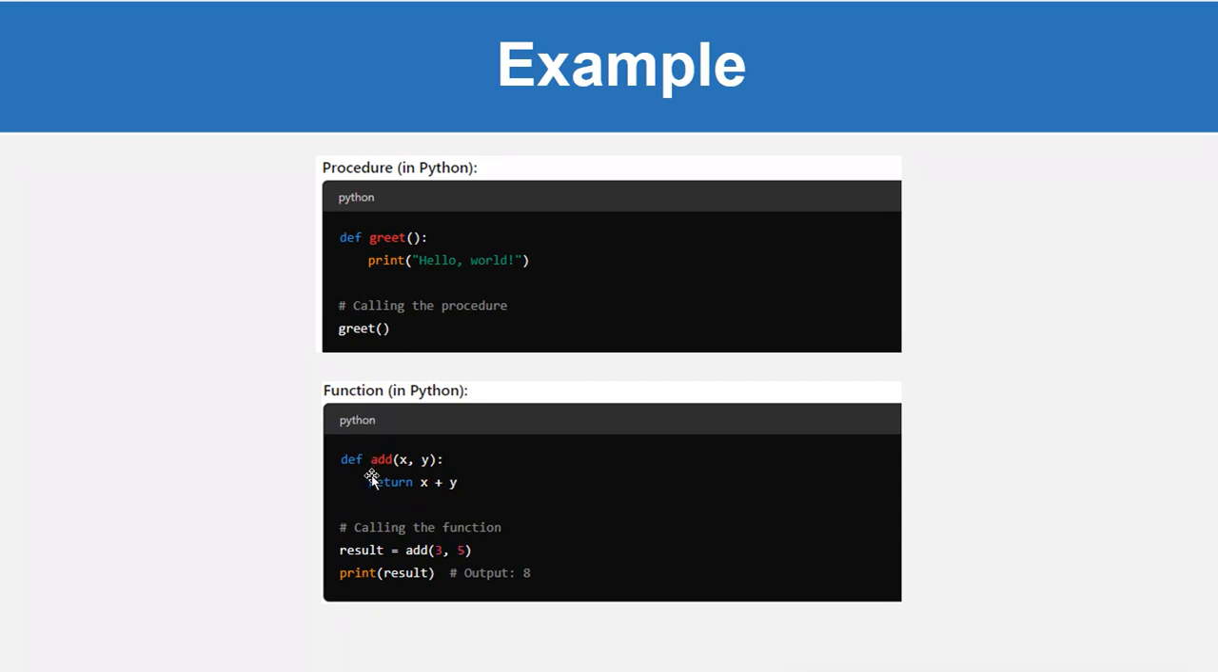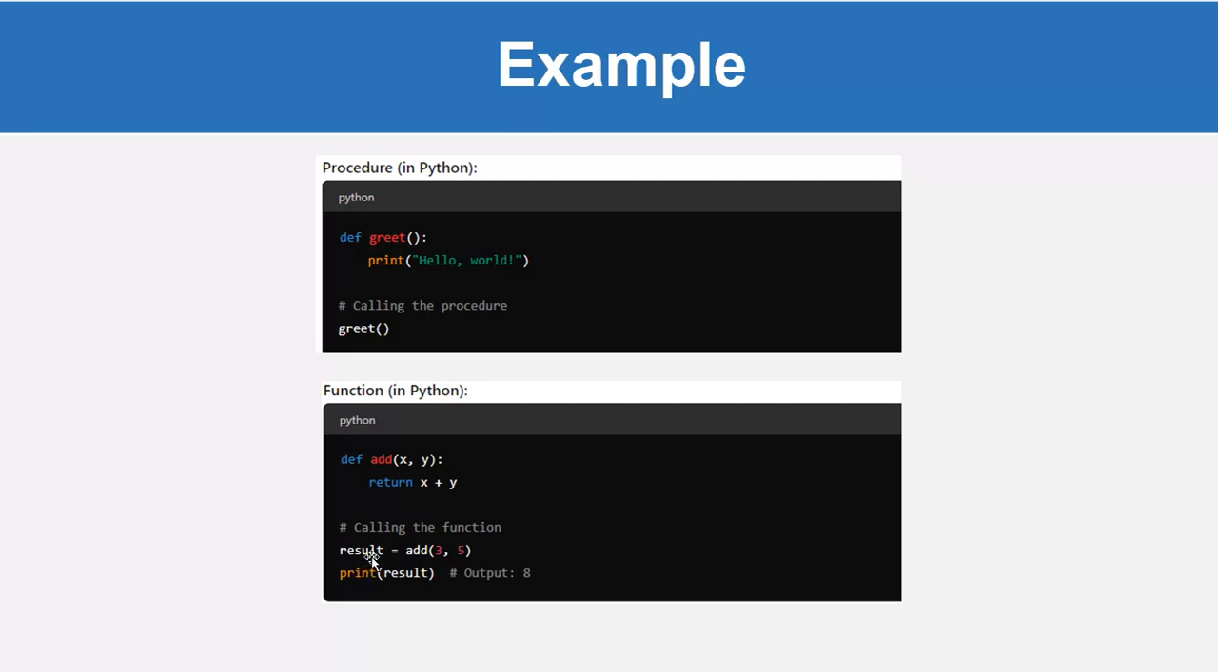If we talk about a function, here the function add(x, y) takes two inputs and returns x plus y. So this function add is taking two input variables x and y, and after addition it will return the value. Remember, a procedure does not return any value and a function returns a value. This is a very basic difference between a procedure and a function.